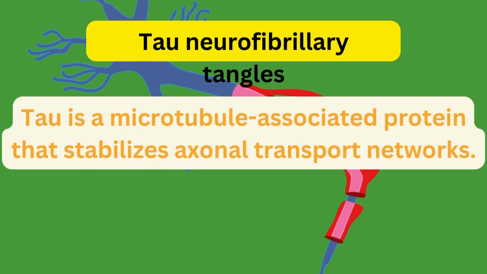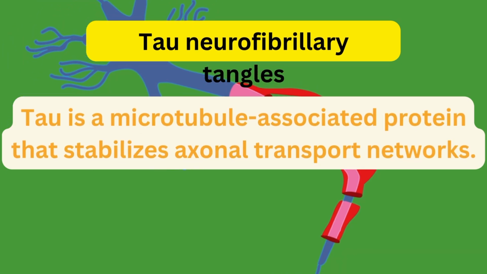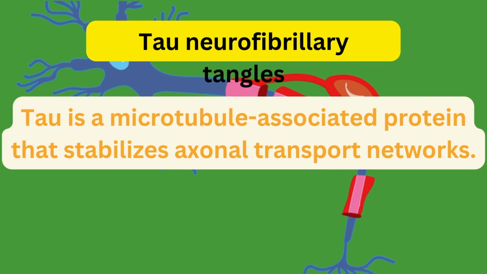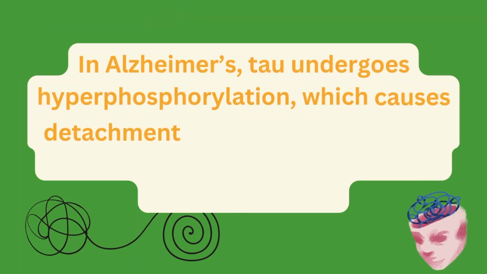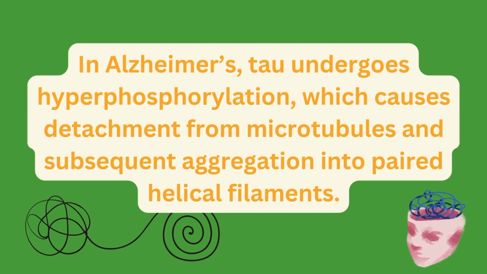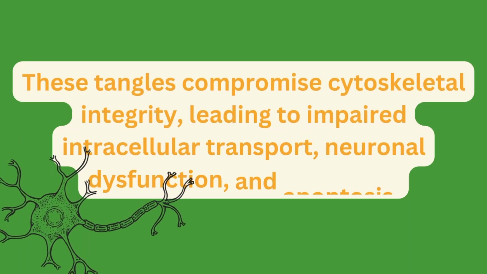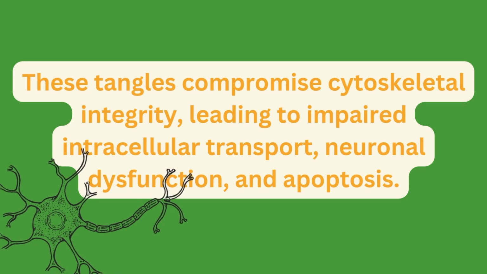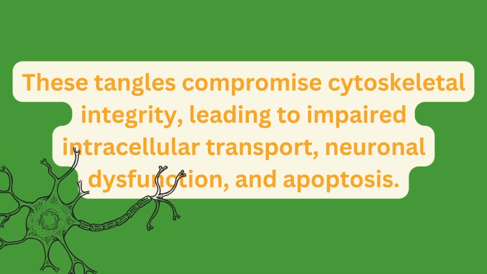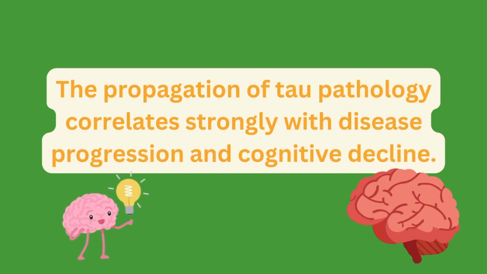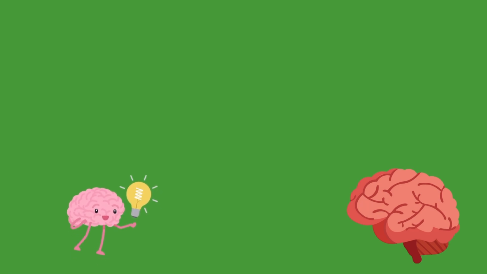And now tau neurofibrillary tangles. So tau is a microtubule-associated protein that stabilizes axonal transport networks, important for communication. So in Alzheimer's, tau undergoes hyperphosphorylation, which causes detachment from the microtubules and aggregation into paired helical filaments. So these tangles compromise the cytoskeletal integrity, leading to impaired intracellular transport, neuronal dysfunction, and apoptosis. So the propagation of tau pathology correlates strongly with disease progression and cognitive decline.